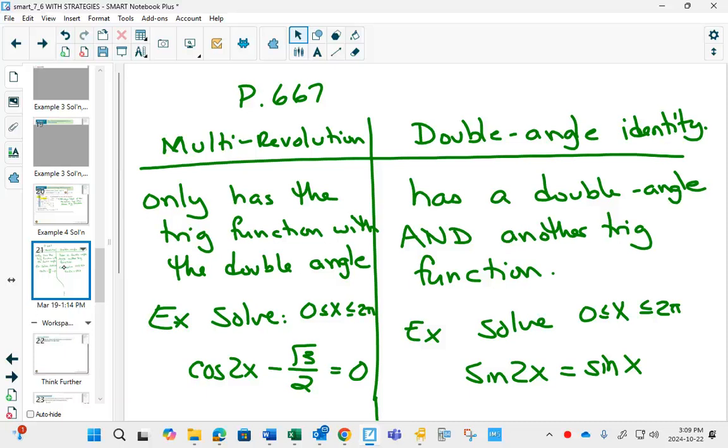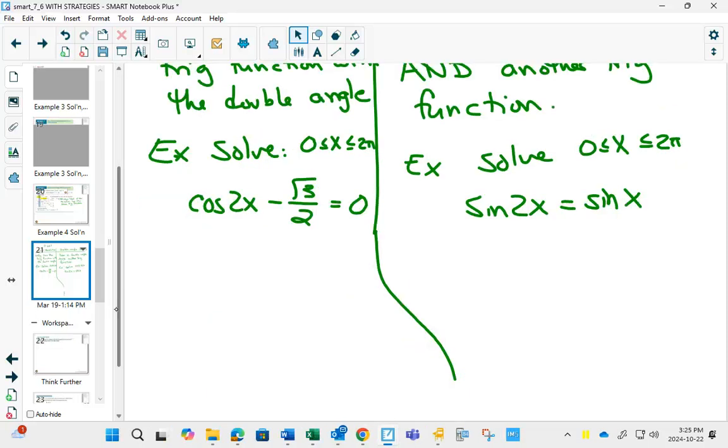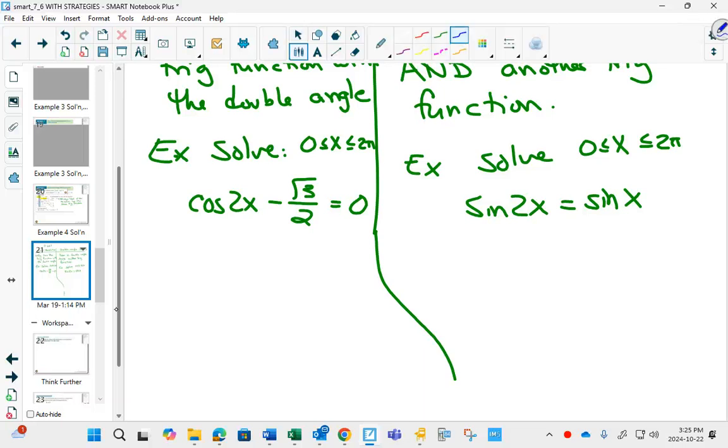So, the multi-revolution questions: if the only thing that you have is the double angle, then solve it like we used to solve it for multi-revolution. But if you have the double angle and another trig function, then you should use an identity. I'll let you write that down. So this side is multi-revolution.